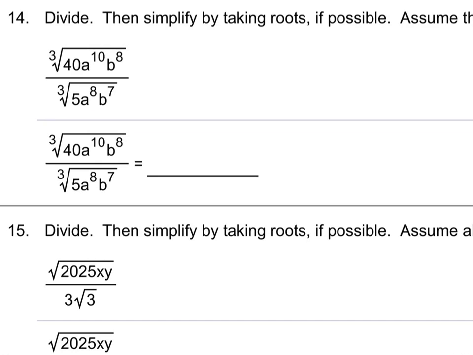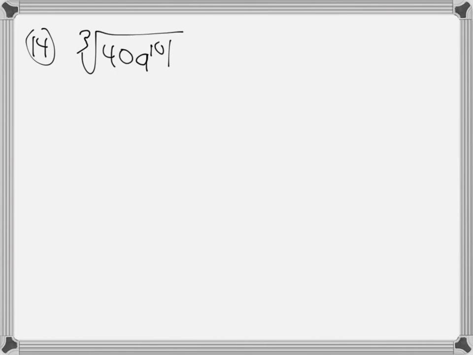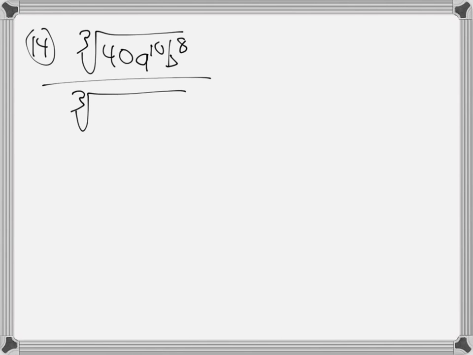So what's going on? Let me rewrite it for you. It's the cube root of 40 a to the 10th b to the 8th, over the cube root of 5 a to the 8th b to the 7th, equals... okay, so what's going to happen?